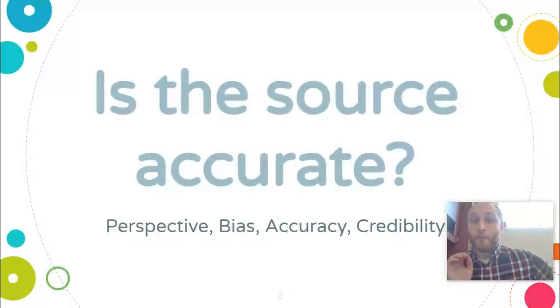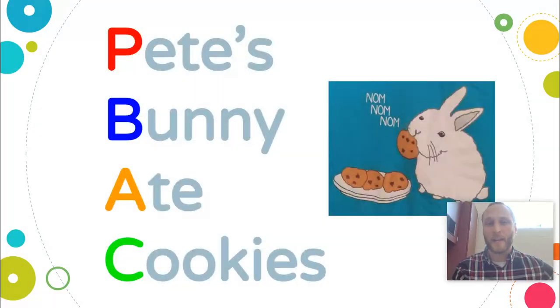So when we're looking at sources, when we're looking at websites or different things like that, books, we want to figure out if they're accurate, right? We want good information. So there's kind of four major things you want to keep in mind: perspective, bias, accuracy, and credibility. And we're going to break these down right now to talk about how these different factors affect a source being accurate or not.